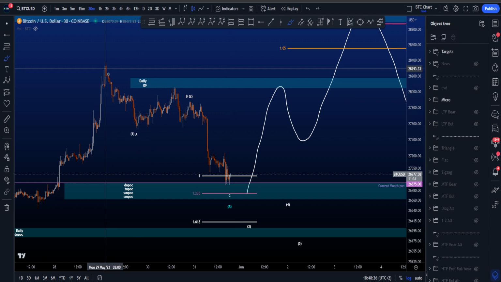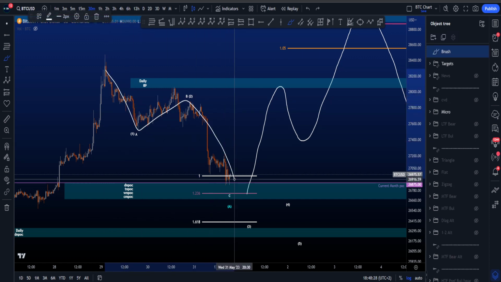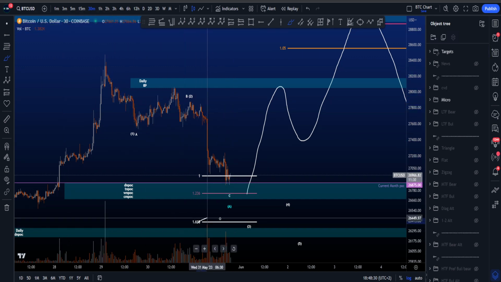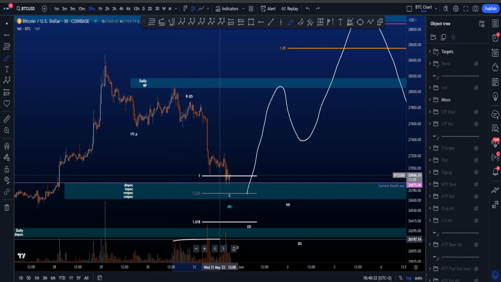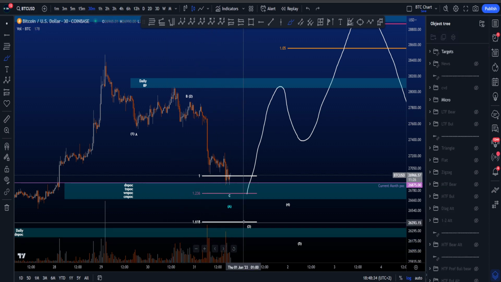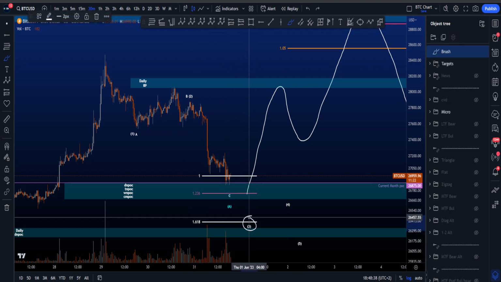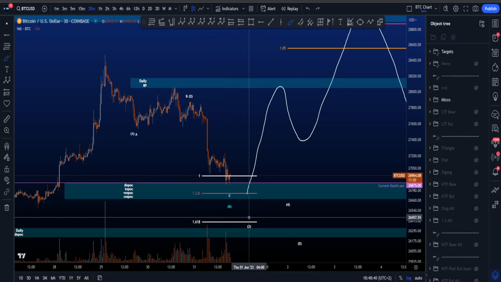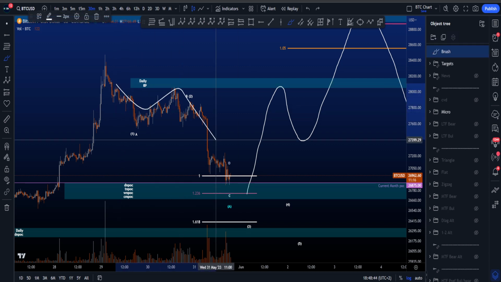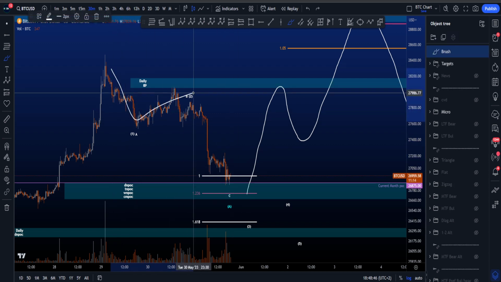If this is, however, a wave 1, 2, and then a bigger 3 to the downside, well, first of all, you want to see volume increasing, which has happened. As you can see, volume has increased, but you want to see the 1.618 being hit as a minimum target for wave 3. And this is where at the moment I'm like, well, I might be edging more towards the ABC scenario than the 1, 2, 3 scenario.